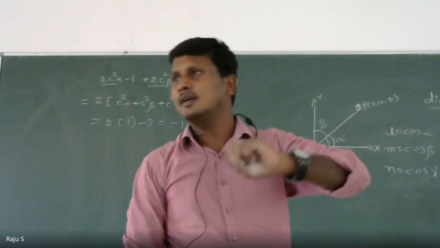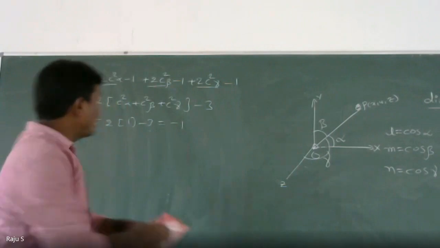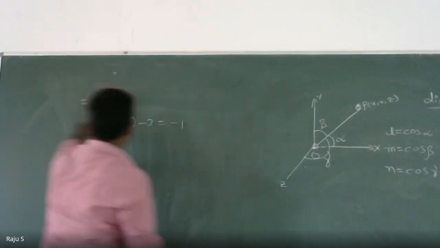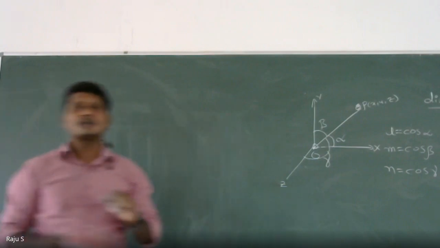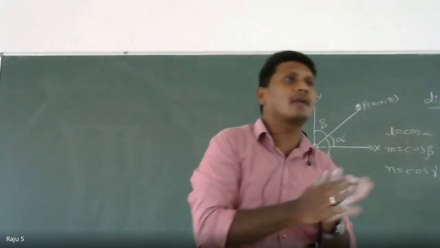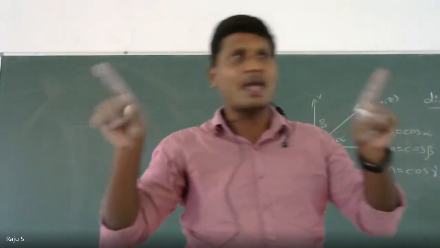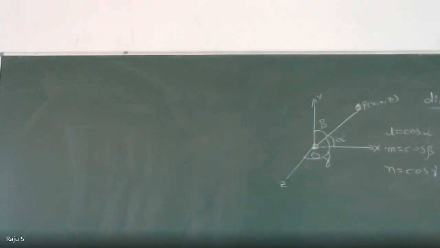Both magnitude and direction. Fine, we have an idea about that. I'm going to explain different types of vectors. Every vector has a magnitude and direction. What is meant by magnitude? Magnitude is nothing but the distance between 2 points. If you want to get the distance, how many points do we require?